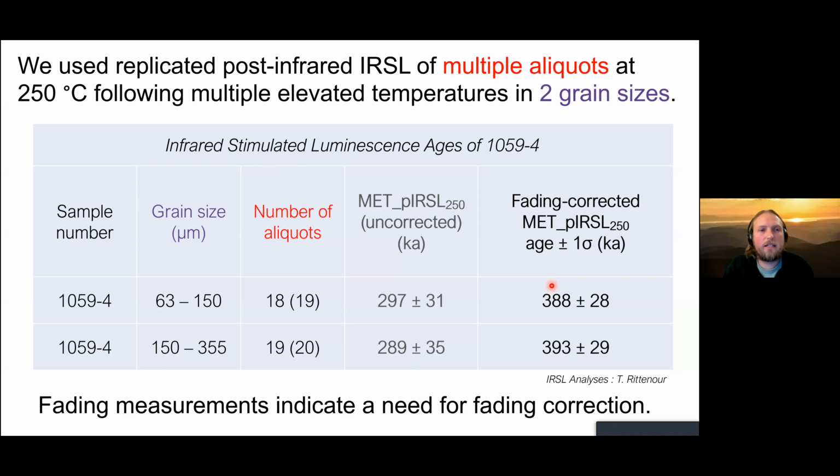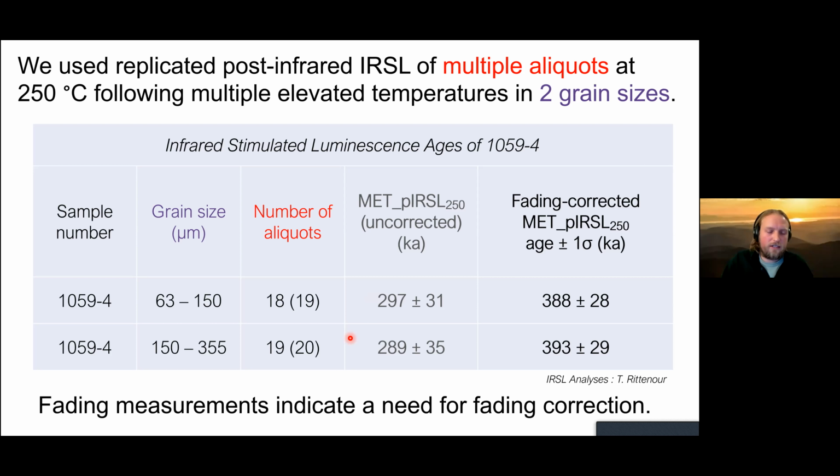And what Tammy did is she used replicated infrared luminescence dating of multiple aliquots, meaning multiple grains, in that sediment, using two different grain sizes to get IRSL ages. And we see that we have very coherent IRSL ages using multiple aliquots. Nearly all of the aliquots produced meaningful data, which have uncorrected IRSL ages of about 290,000 years.